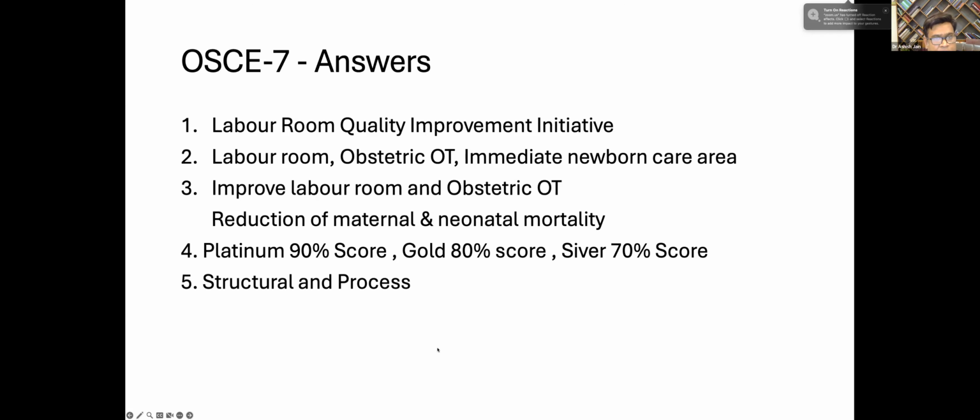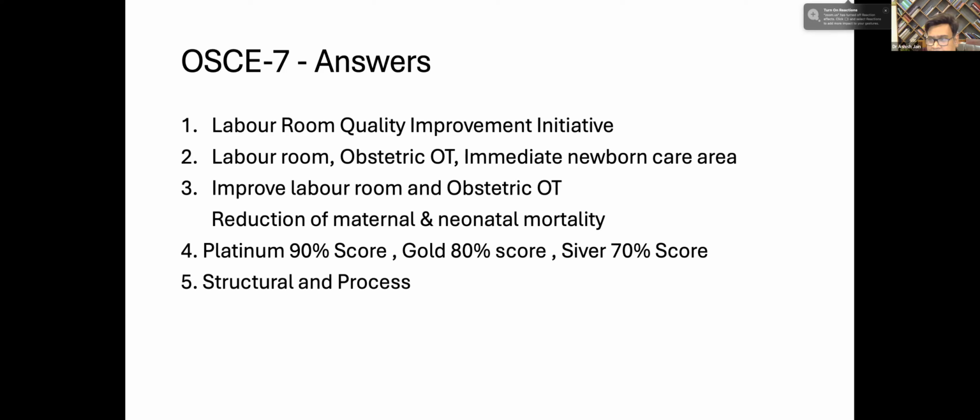So Lakshya is a labor room quality improvement initiative, and it focuses on the labor room, obstetric OT, and immediate newborn care. These are the domains Lakshya revolves around, and its main objective is to improve the labor room and obstetric OT, reducing maternal and neonatal mortality. And you have certain medals. If you complete more than 90% of the requirements, you get a platinum medal. If you complete 80%, you get a gold medal, and more than 70%, you get a silver medal.